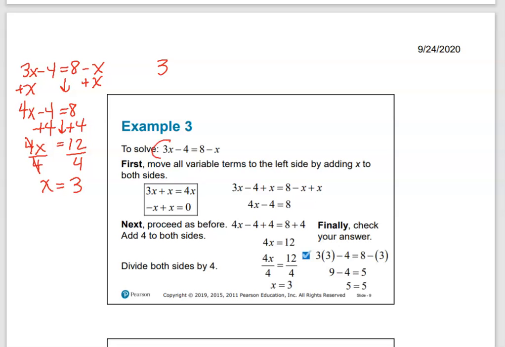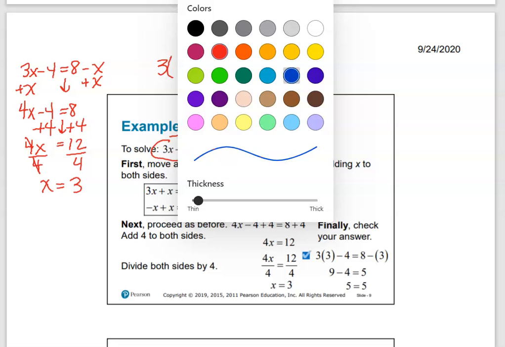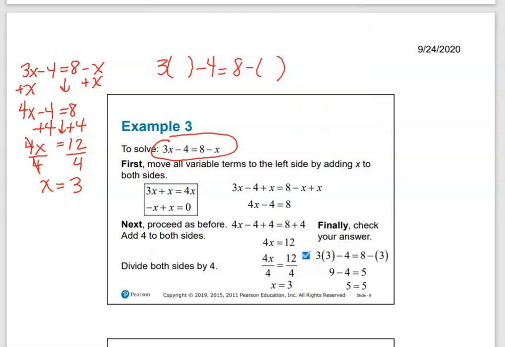We could plug that back in our equation. So wherever I see an x, I'm going to put blanks there, and I'm going to go in and plug in what I think is correct. So I'm going to put a 3 here and a 3 here. 3 times 3 is 9, minus 4 is 5. 8 minus 3 is 5. So the solution 3 is correct.